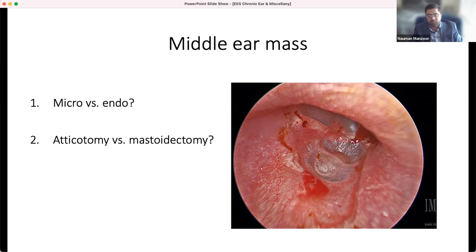Based on the location, it's still in the middle ear compartment, and it's not going into the mastoid, with no deeper or IAC involvement. So I think an endoscopic exploration is probably more reasonable. Dr. Cass, what goes through your mind? Yeah, I agree.